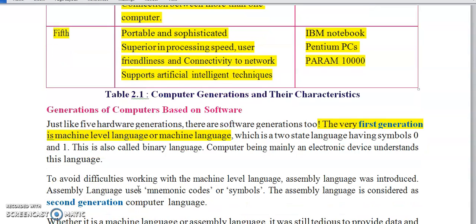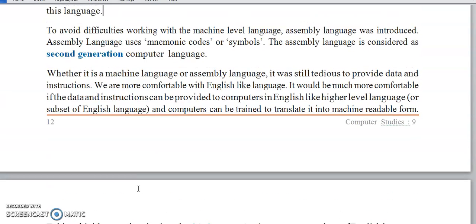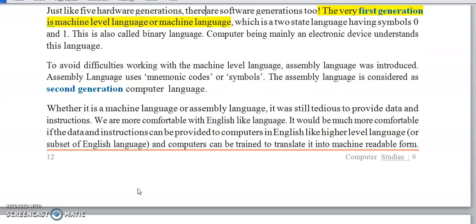First generation: 0 and 1. Second generation: numeric code, assembly, the assembly language in second generation language.